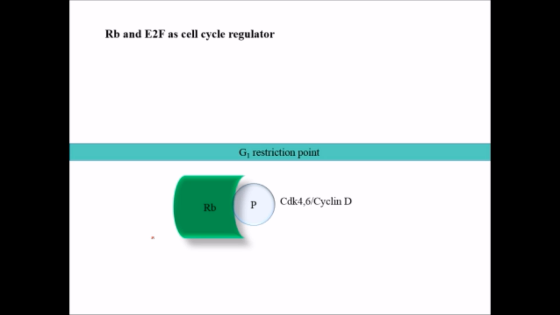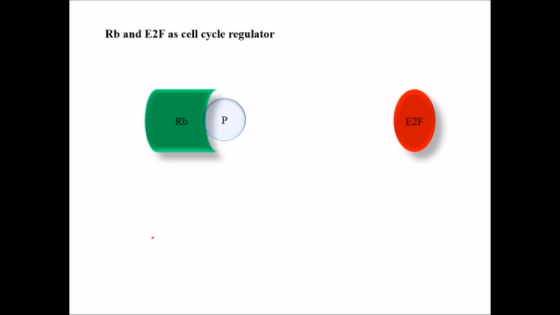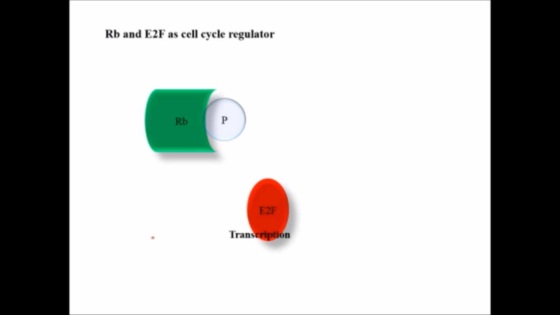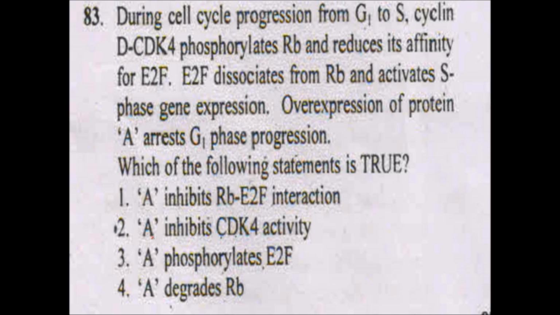Sorry, G1 start point. Okay, I have discussed this in one of my videos on the cell cycle. It is there on my channel. You can get that from my channel. Now after it gets phosphorylated, it is unable to bind with the E2F, and now E2F will be able to transcribe and enter the S phase.